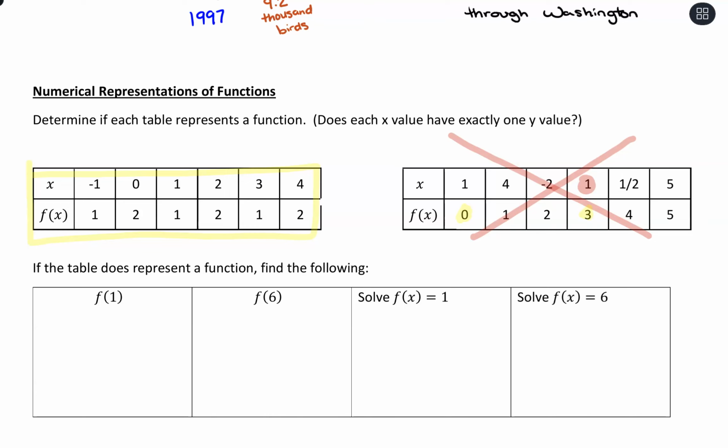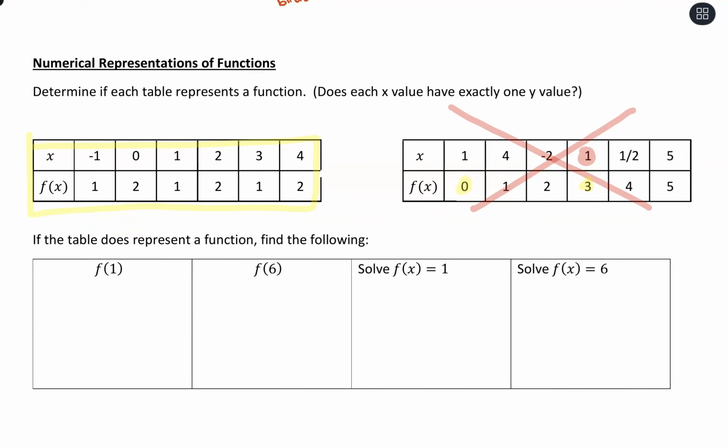So what we're going to do is use this first table to answer some questions using function notation. If I'm looking for f of 1, then what I would do is look for where x is equal to 1, and then I want the associated y value, which in this case is a +1. If I'm looking for f of 6, I would look for where x is 6 on the table. With this table, it's not on there, so what I would just say is does not exist, or we could use DNE for short. So that is for does not exist.